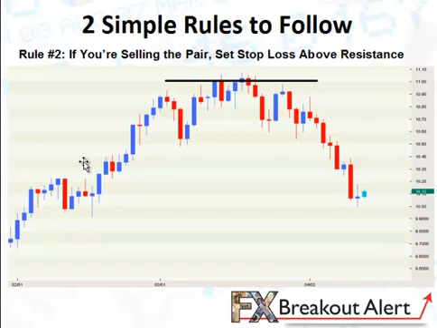In this case, we are looking at a daily chart of the pair ZAR/JPY. That's the South African rand against the Japanese yen. This was the last trade recommended in FX Breakout Alert, and we went short around here, and we set our stop loss at 11. The reason we did that is because notice that at around 10.90 there was some selling pressure. So this was the resistance area, 10.90.